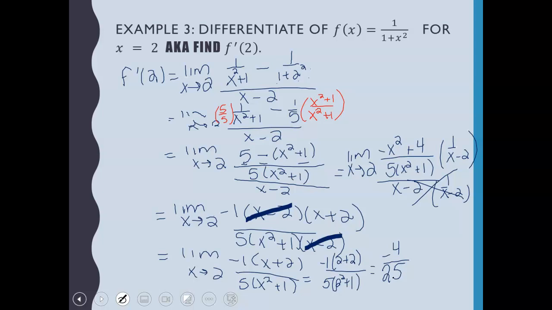I'm not giving you word problems tonight.